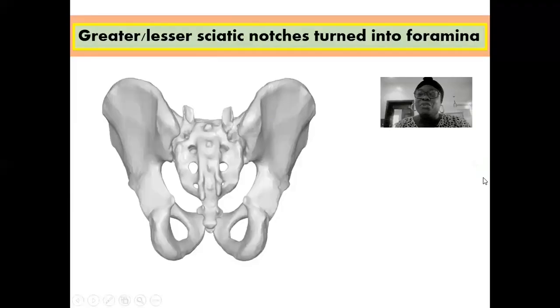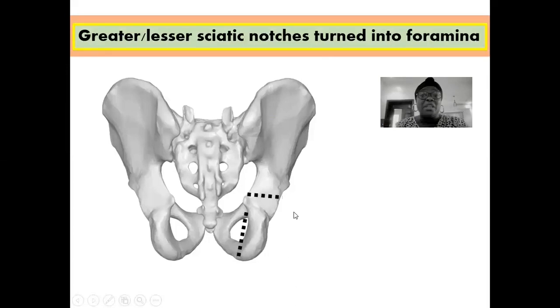So let's look through how the greater and the lesser sciatic notches are transformed into the greater and the lesser sciatic foramina. If you look at this image, this is the configuration of the bony pelvis, and this region is the posterior view of the bony pelvis. We know that the pelvis is structurally made up of three subcomponents.